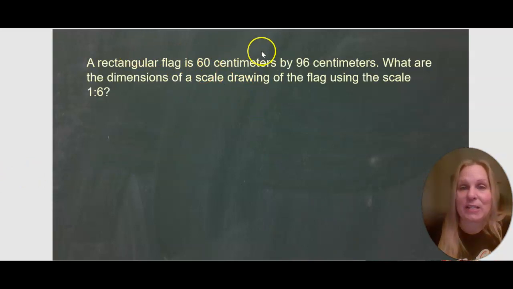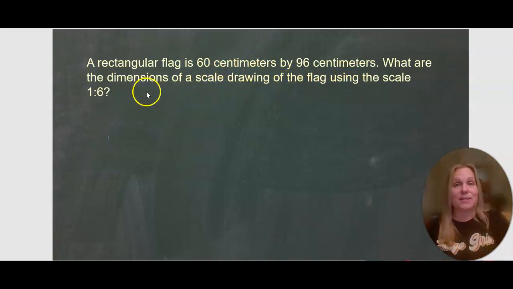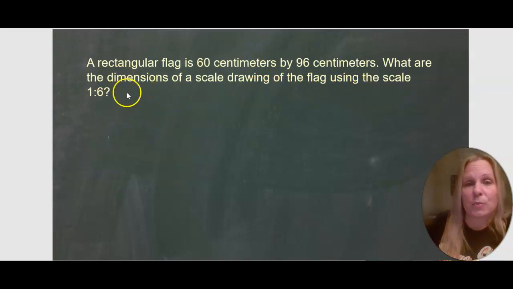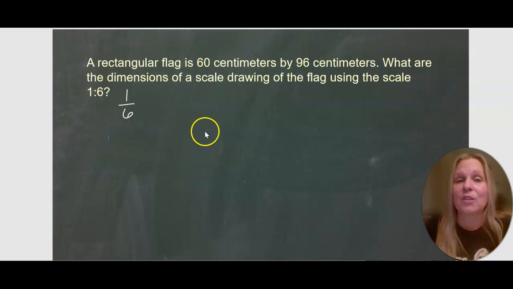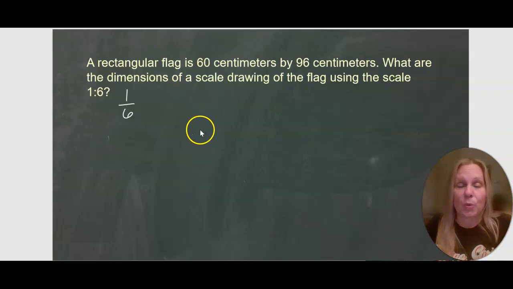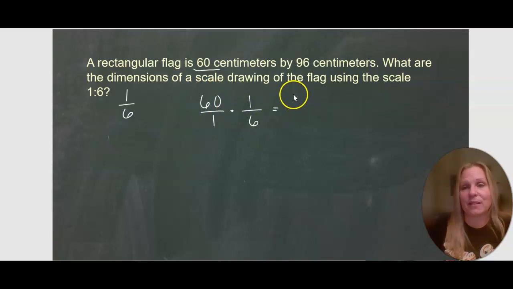Okay, so we have a rectangular flag that's 60 centimeters by 96 centimeters. What are the dimensions of a scale drawing of the flag using the scale factor 1 to 6? Now remember what we talked about. 1 to 6 also means 1/6. This is a scale factor that is less than 1, so this is getting smaller. But when it comes to scale factors, we always multiply. So I've got my original dimension of 60 times 1/6. That's going to give me 60 over 6, which is 10.